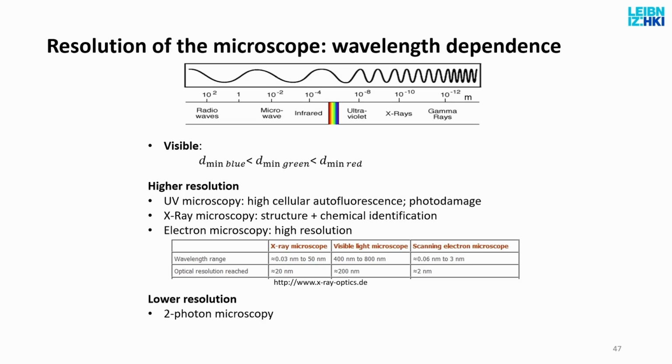Low resolution, 2-photon microscopy, which we will not talk about in detail, we don't have time, where you use infrared photons, so very deep red photons to excite fluorescent molecules. The penetration depth of infrared is much deeper than regular visible light, so you see through the tissue much more deeply. But your resolution drops by a factor of 2.